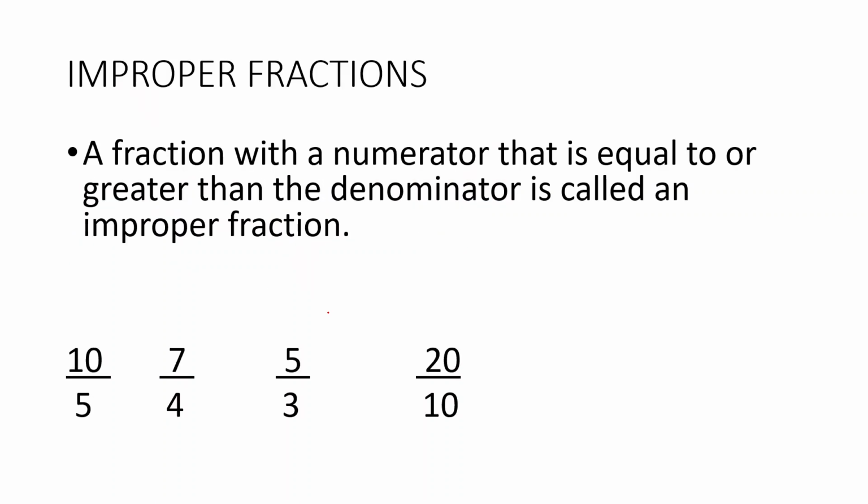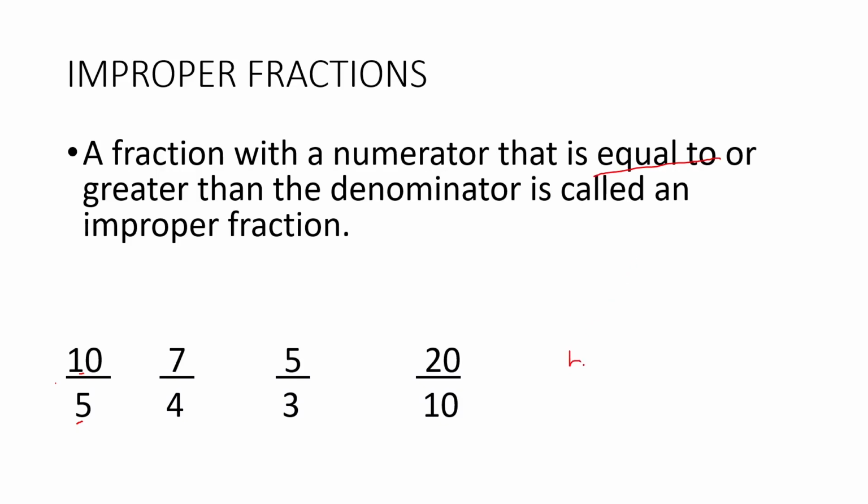And that's what we call improper fractions. A fraction with a numerator that is equal to or greater than the denominator is called an improper fraction. The numerator is greater than the denominator, or equal to it.